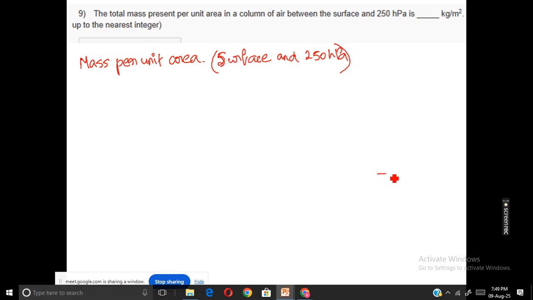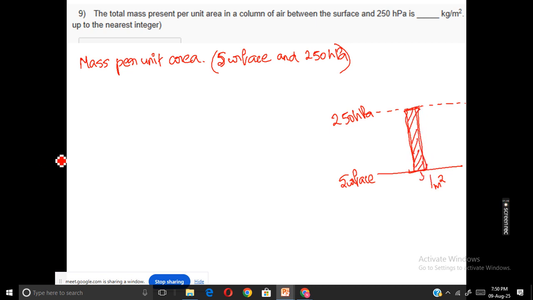So we have the surface, and this is the 250 hectopascal height. Now we need to find the mass per unit area of the atmospheric column. Suppose the base area is 1 meter square. What is the mass of this particular column? That's what we need to find.